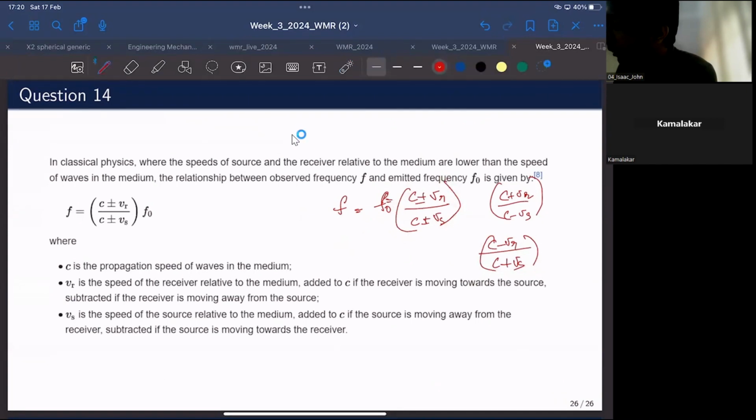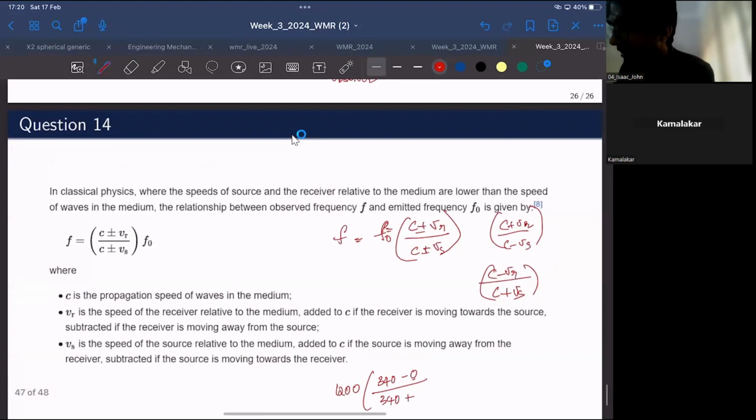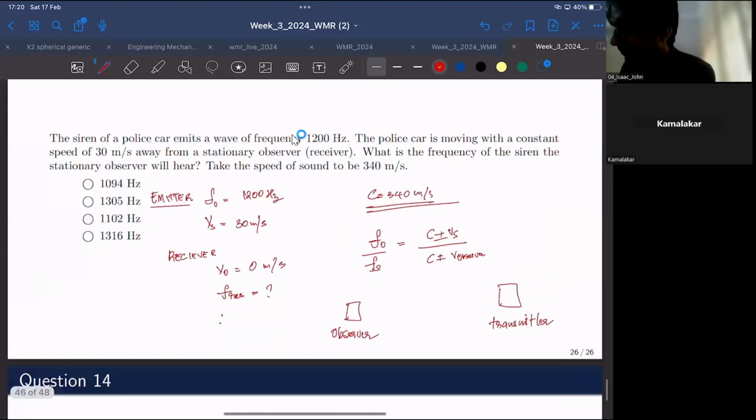So if you simply substitute that, F0 is 1200, C is 340 meters per second, Vr is the speed of the receiver or the observer. That is 0 because the question says the receiver is stationary. So the numerator would be 340 minus 0, that does not make any difference. This should be the correct formula, actually. And the denominator should be C plus Vs, so 340 plus, what was Vs? 30 meters per second.